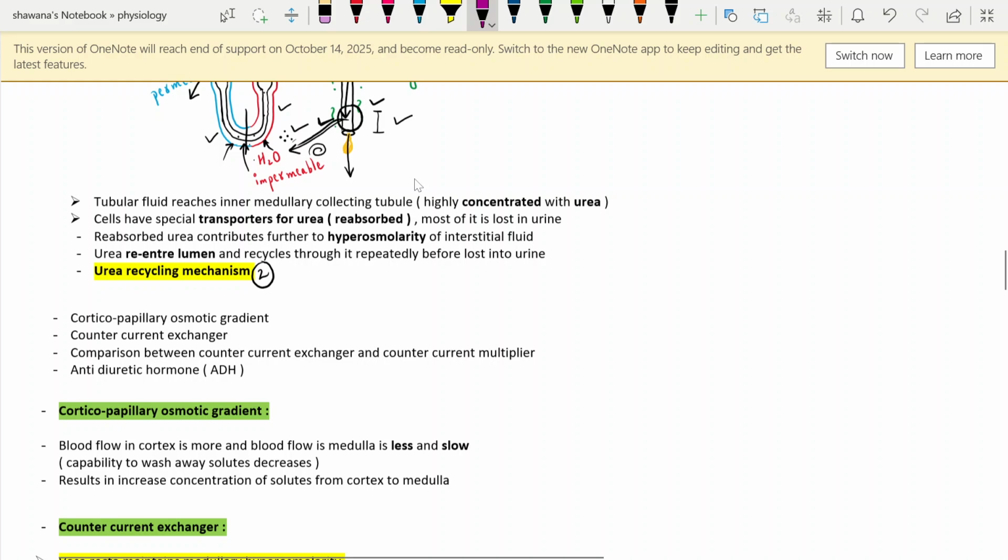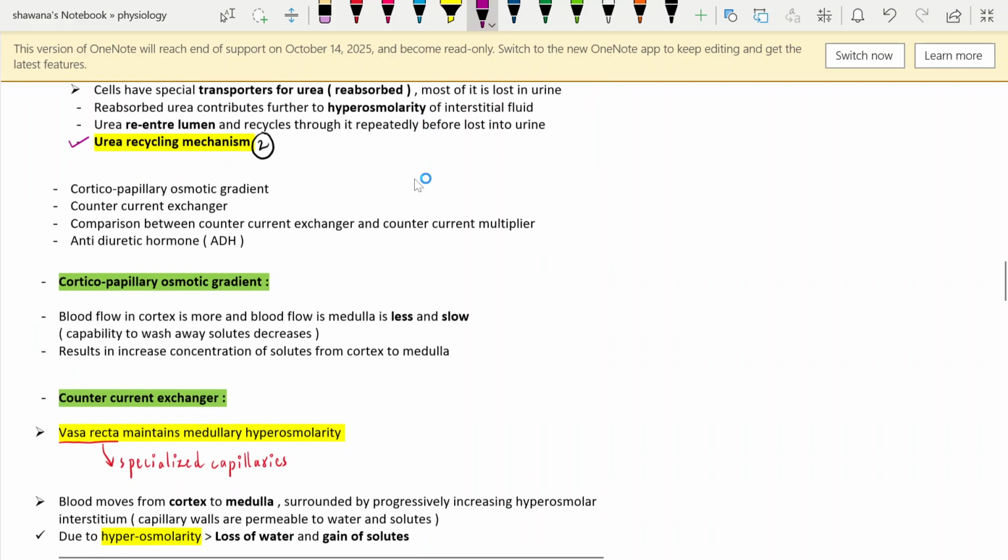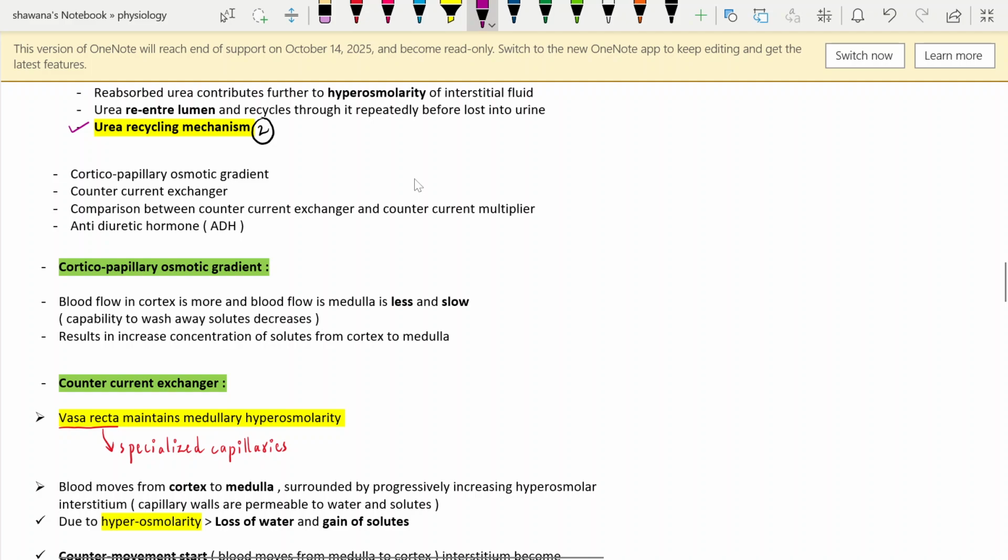And the second is the urea recycling mechanism in the inner medullary collecting tubules, how this reabsorbed urea further contributes to the hyperosmolarity of the medullary interstitial fluid. We have discussed that. So let's revise a little bit, and then we will move towards the countercurrent exchanger, that is nothing but the vasa recta.